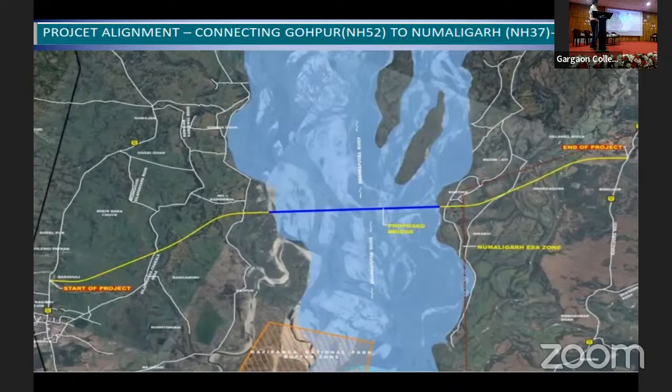This is the tunnel path, with the starting point at Gopur. It proceeds from Gopur and ends in Gopur here. This part is around 100 kilometers, and the length of the tunnel beneath the river is around 11 kilometers. I hope that as this will be an underwater tunnel, there will not be any damage to the biodiversity of the river.